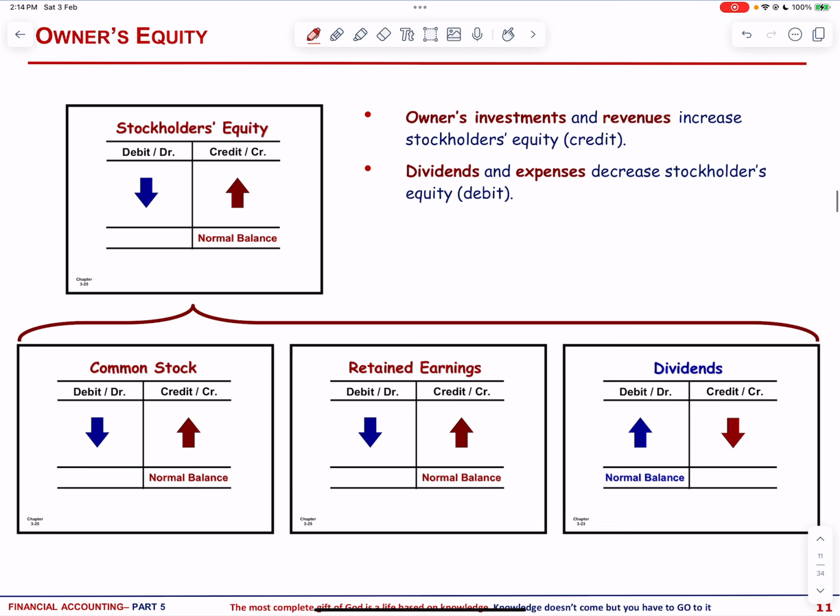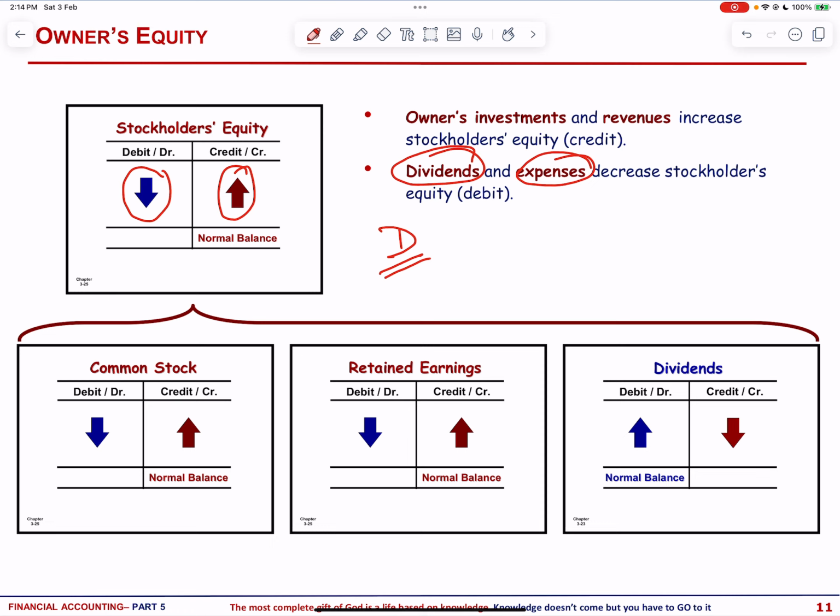As far as the companies are concerned, we have the same rule, but what you can see is that now there are no drawings, because the owners cannot withdraw money from a company. If they want to sell off their shares, they have to sell them in the stock market. So an increase in stockholder equity is going to be credit, and a decrease in stockholder equity will be debit. A decrease in stockholder equity will be either because of dividends or because of expenses.